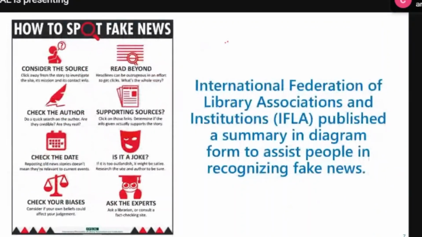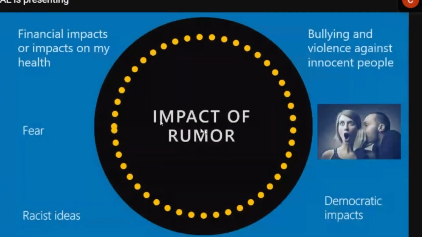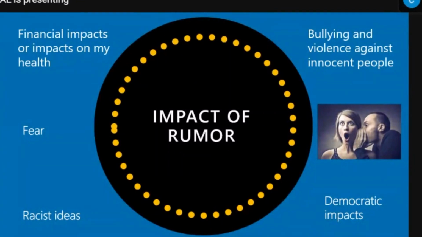So this type of paper was published to make people aware of fake news. It was published by the IFLA, the International Federation of Library Associations and Institutions. Okay, so what is the impact of rumor? You have seen the financial impact. Fear is also there. In real life, some of your friends say they know this man, and you will have fear from that. That is the main intention: to create fear.